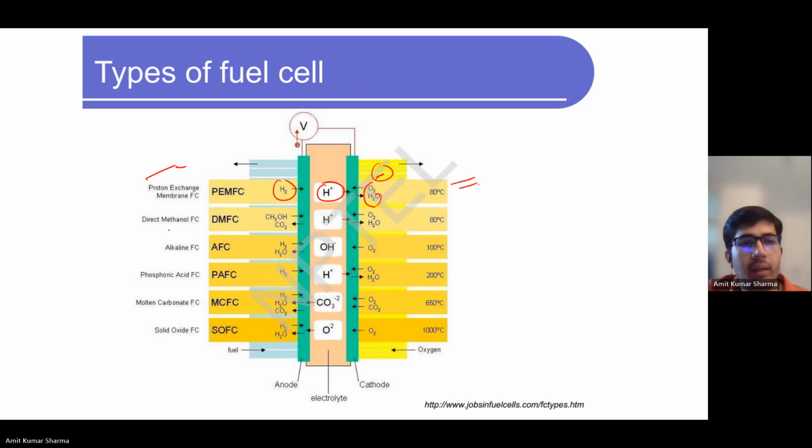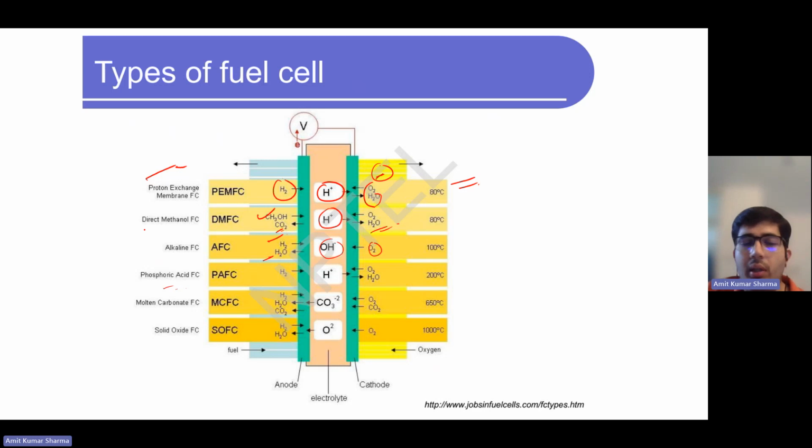In the direct methanol fuel cell, you can use CH3OH as a fuel. The H+ ion is transported through the electrolyte, oxygen is supplied through the cathode, water is generated at the cathode side, and CO2 at the anode side. Then the alkaline fuel cell, where hydrogen is the fuel. The OH- ion is transported through the electrolyte towards the cathode, and oxygen is supplied at the cathode side. Water is generated at the anode side.